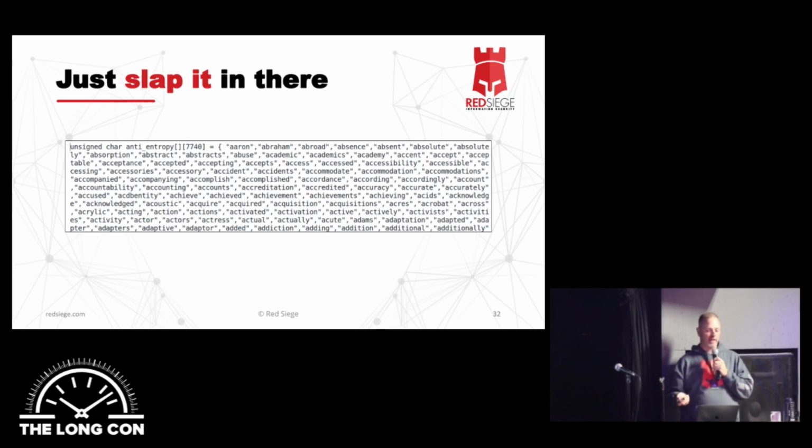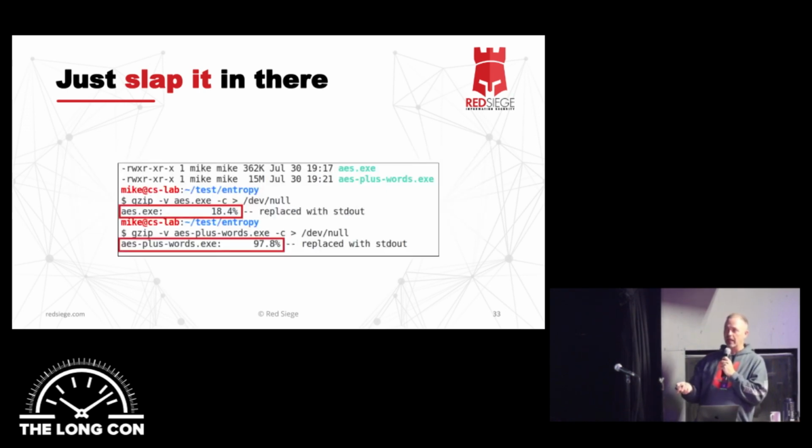So let's take a look at this. The first one is my original Cobalt Strike shellcode loader, and it contains AES encrypted shellcode. I can only compress it by 18.4%. Now it's small, right? It's a very small program. It's 362K. But I could only compress it by 18.4%. Kolmogorov complexity tells me that I can't compress this very much, so the entropy must be very high. And we know that because we just gzipped it and we couldn't compress it very much.